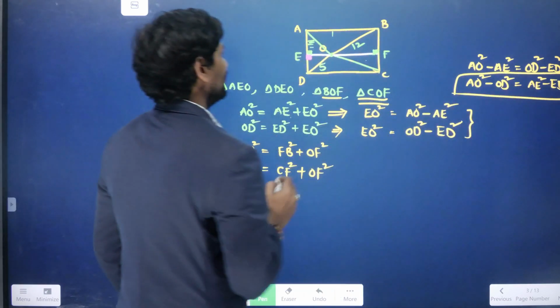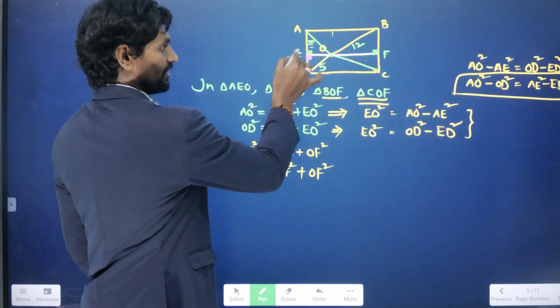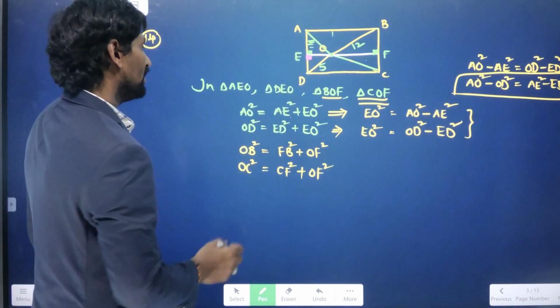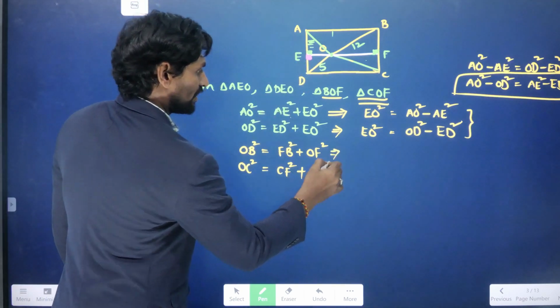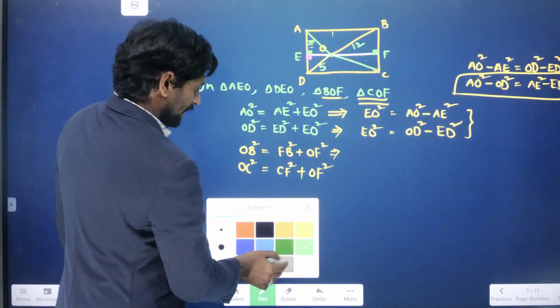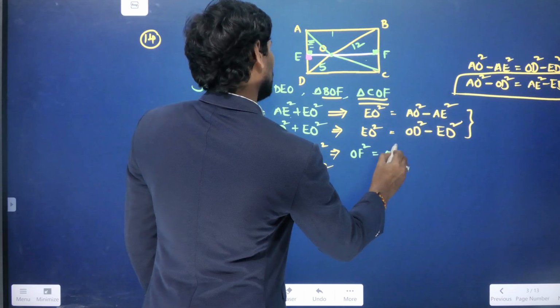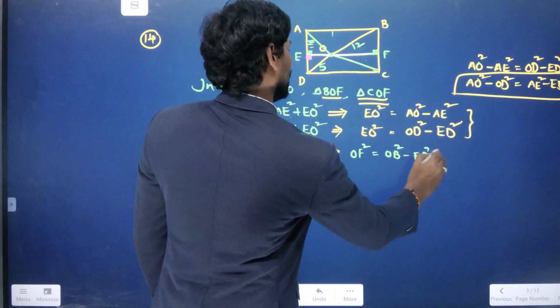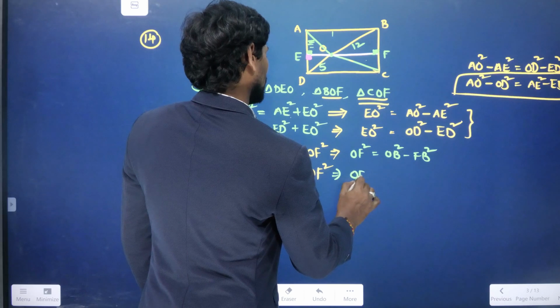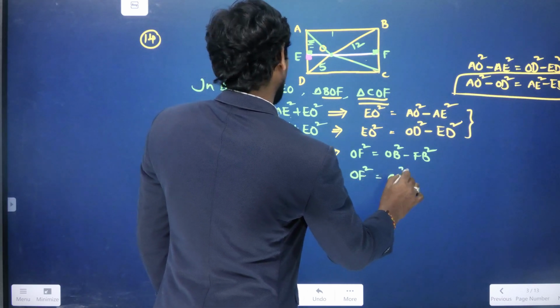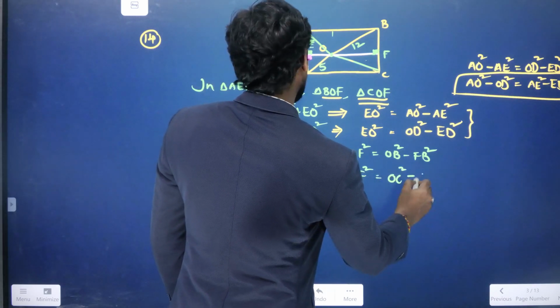AE square minus ED square. A square minus ED square. Okay? I am leaving it like that. Now coming to this one, OF square is equal for both of them. Now I am writing this: OF square is equal to OB square minus FB square, and here OF square equals OC square minus CF square.